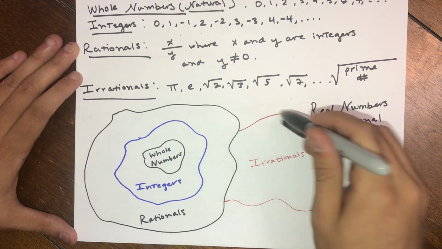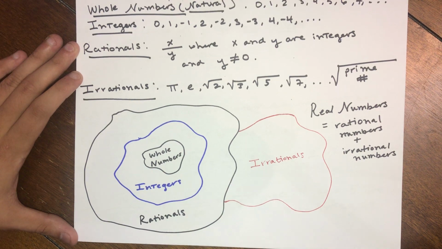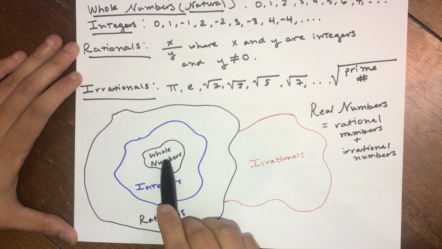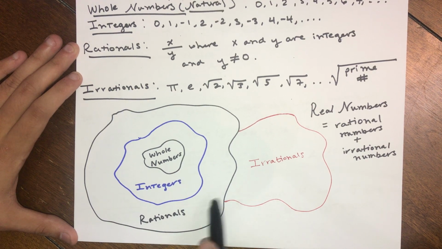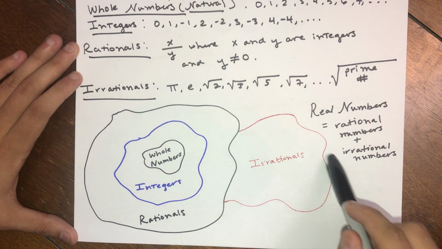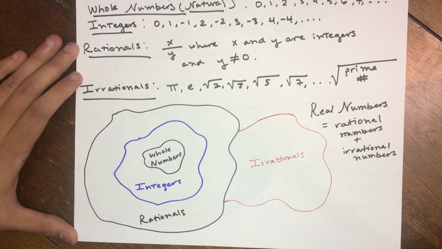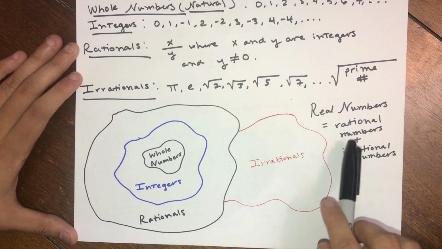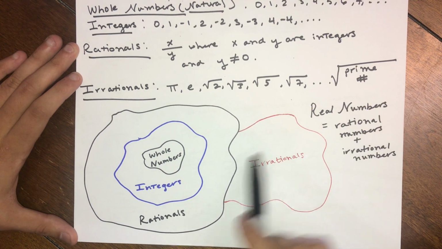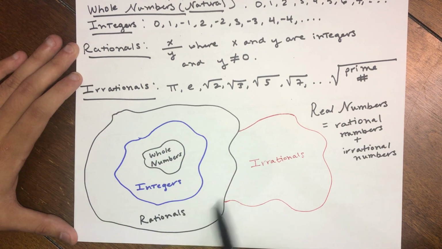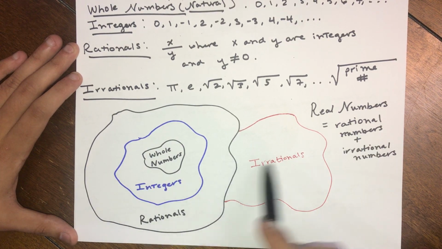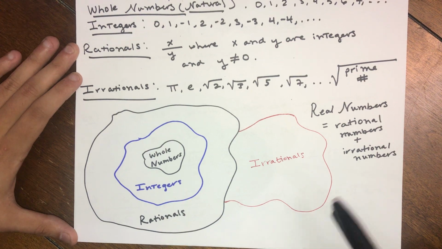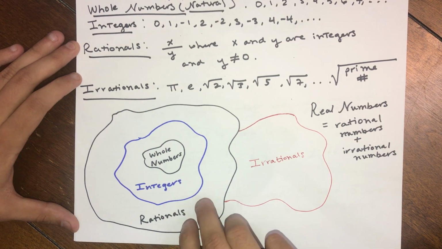Okay, and then you have the irrationals by themselves. Okay, over here, whole numbers are not irrational, integers are not irrational, and obviously rationals are not irrational. Okay, so that's why the irrationals have their own little set over here, okay? And how we can define the real numbers is just saying the rationals, so this entire blob, plus this entire blob, the rational numbers plus the irrational numbers are going to be the real numbers, okay?